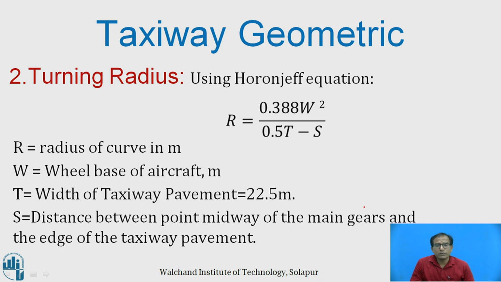Another equation, Horn's equation, is 0.388 w square by 0.5 t minus s, where w is the width of the wheelbase of the aircraft, t is the width of the taxiway, and s is the distance between the point midway of the main gear and the edge of the taxiway.